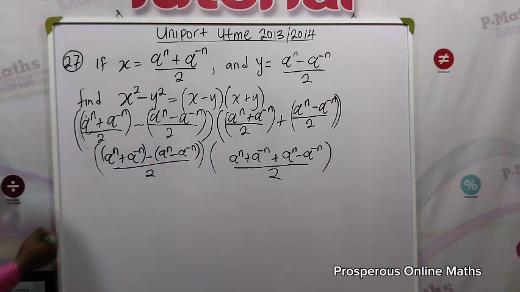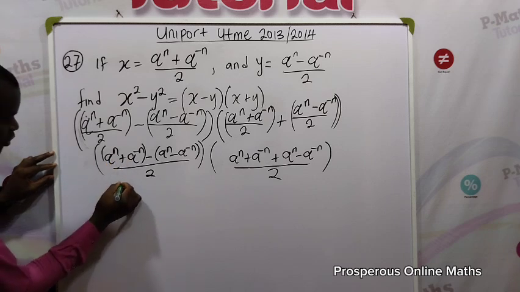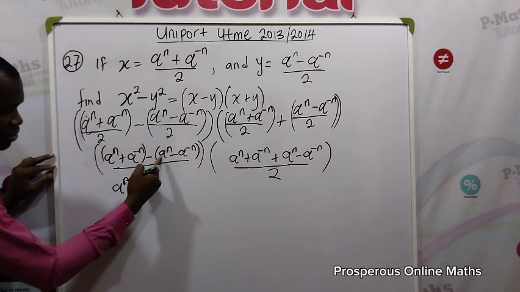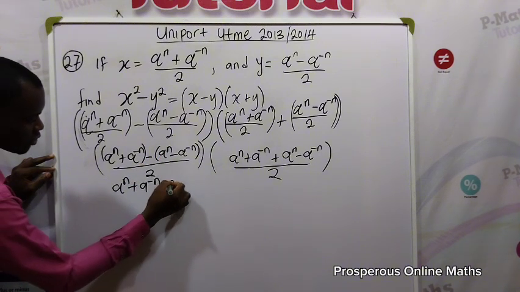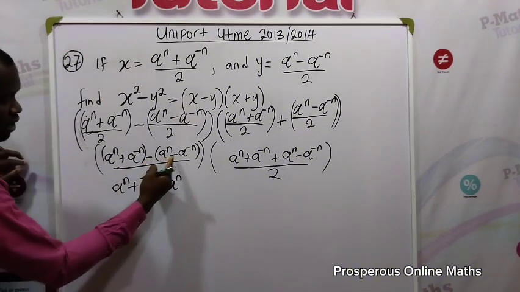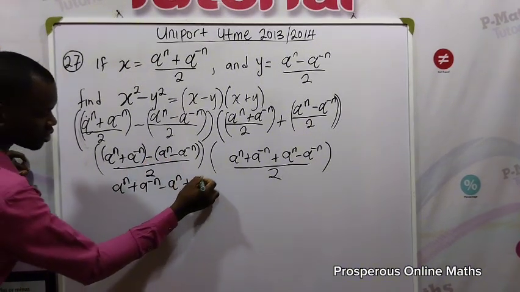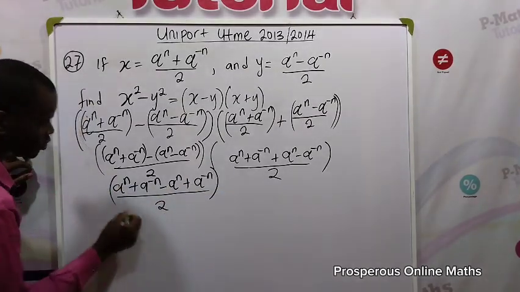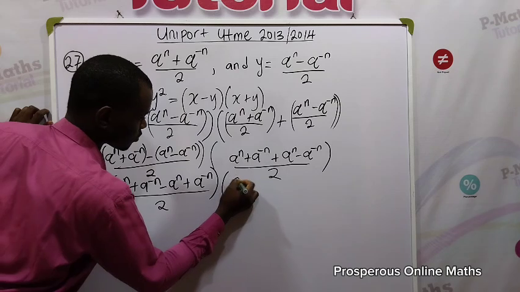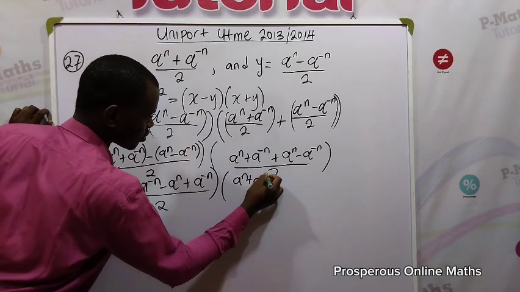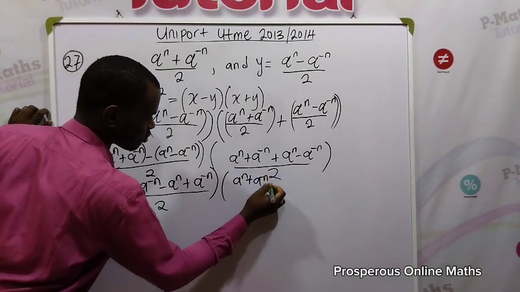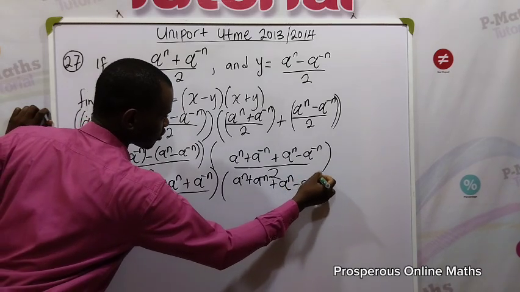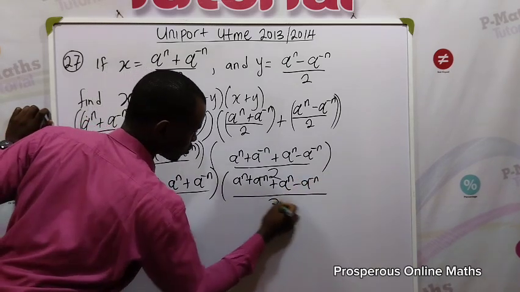So let's simplify. We have a raised to the power n plus a power minus n, minus times a power n minus a power n. Minus times minus will give us plus a power minus n all over 2. Then bring down this power n plus, all right, all over 2.